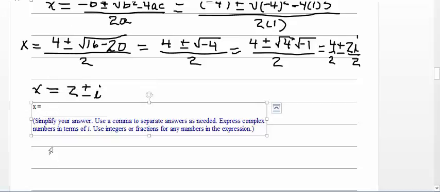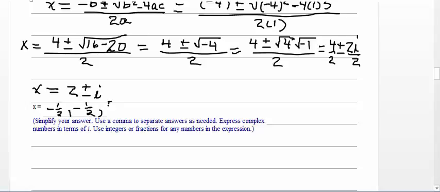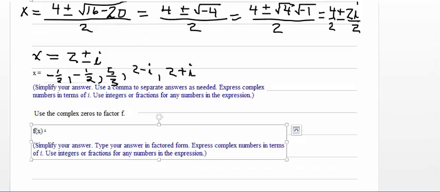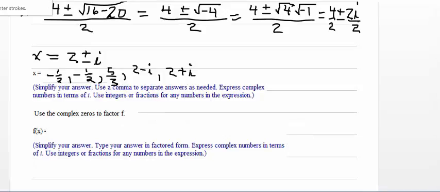So what are my zeros? My zeros are negative 1/2, negative 1/2, 5/3, 2 minus i, and 2 plus i. So that's what I would type in for the x's that are my zeros. Now I can do my factorization. I can do the second part of the problem.